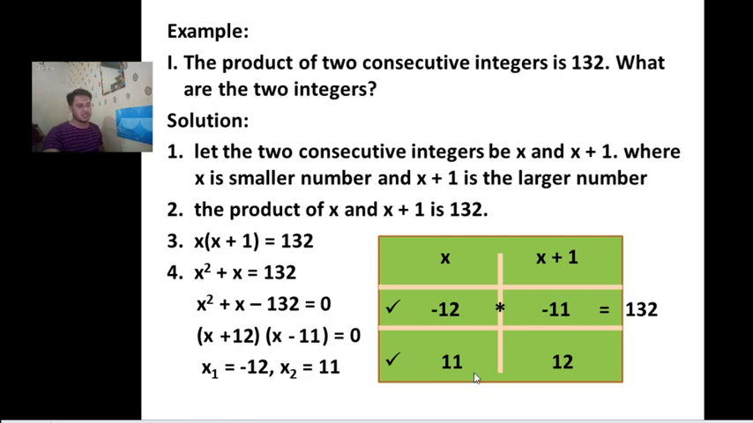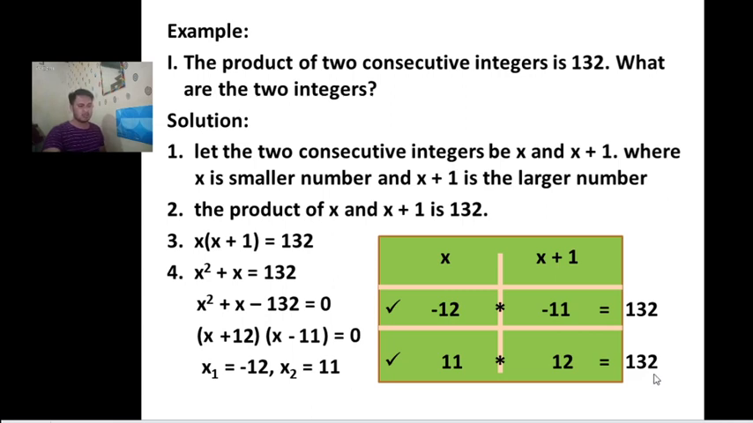Next, if the value of x is 11, and we substitute it here, we have 11 plus 1 equals 12. And if we multiply 11, or positive 11, times positive 12, the answer is 132. And this is also check.